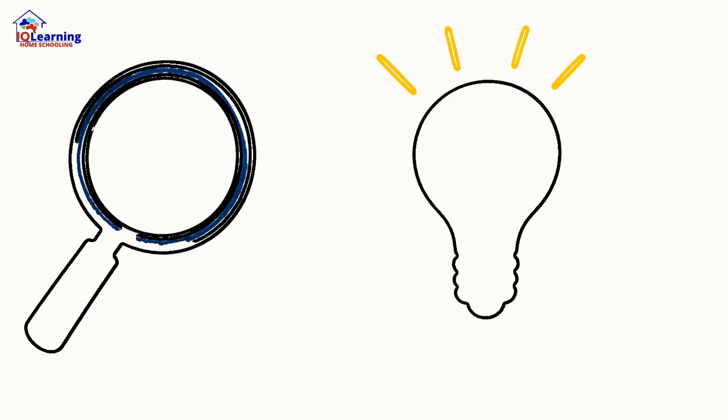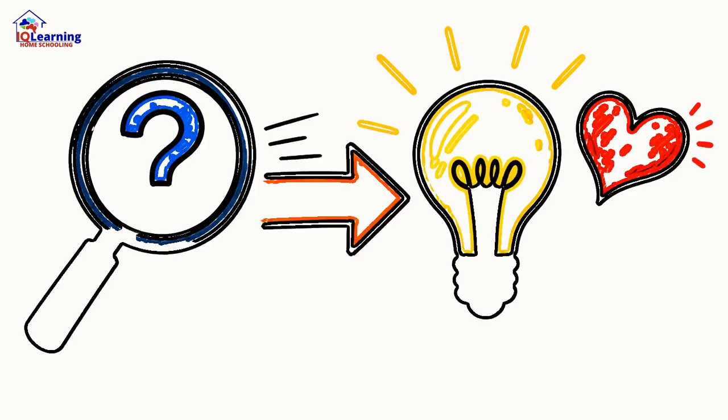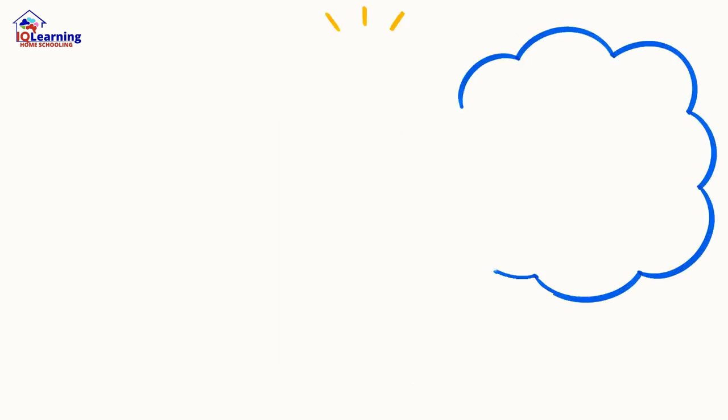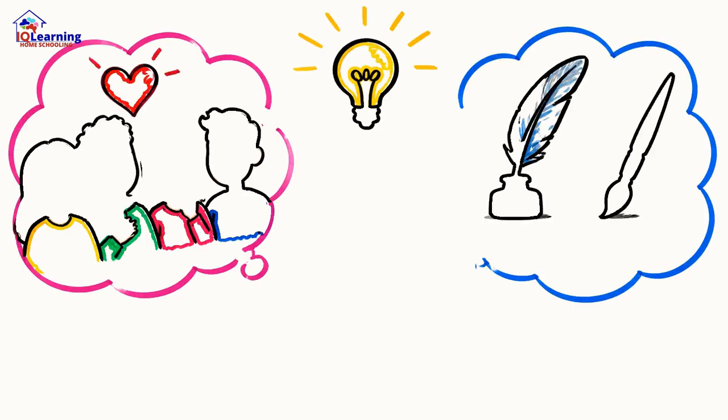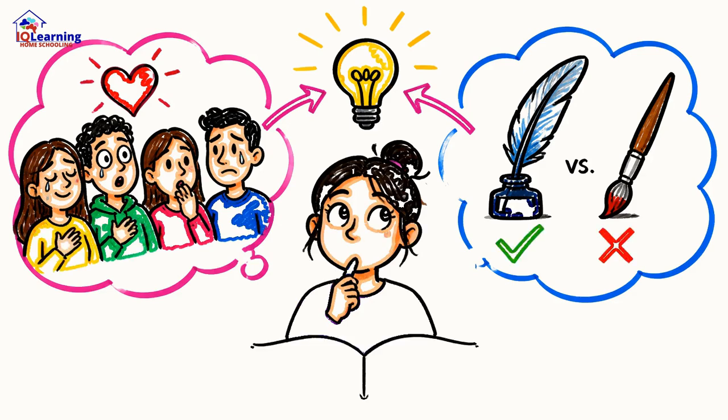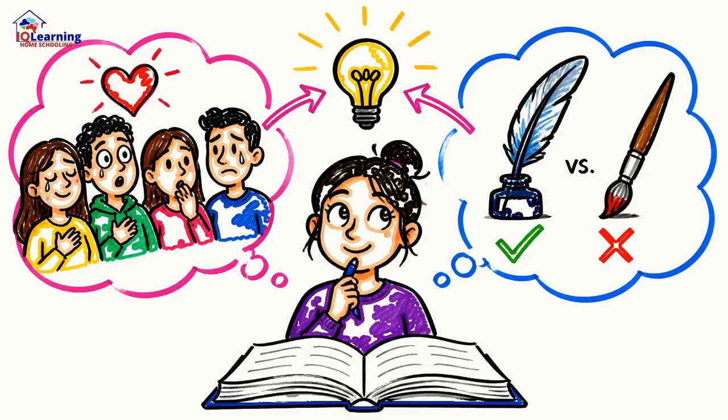So, how do you fix this? You change the questions you ask. Don't just ask, "What technique is this?" Instead, ask, "How does this specific word choice or image make the audience feel? And why did the author choose this tool over any other?"